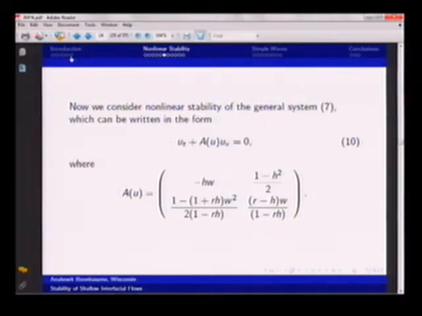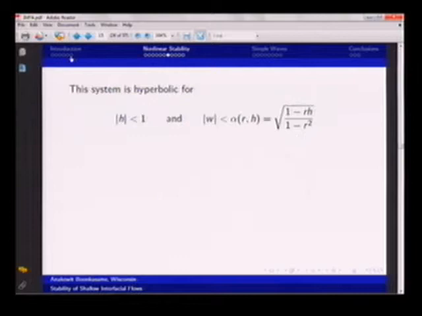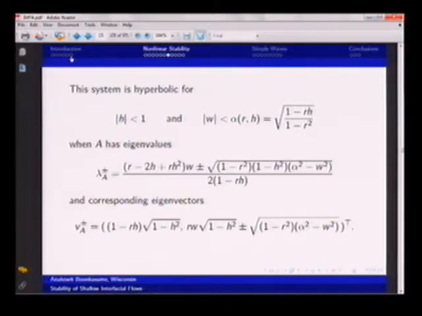It's quasi-linear, so I can write it in this form again. Here's dA. It's more complicated, but I can still find eigenvalues and eigenvectors. They look like so. Now, you will have a hyperbolic system if the absolute value of W is less than that function I call alpha of R and H, and it depends on R and H like so.